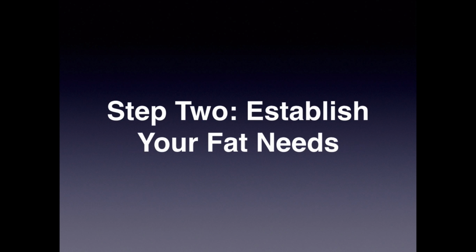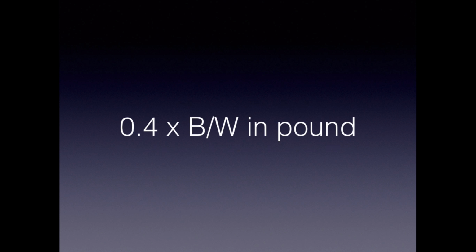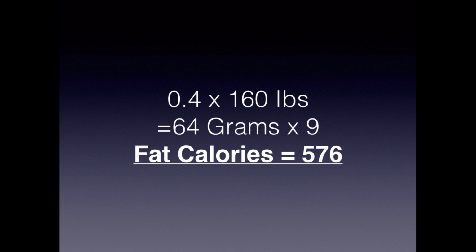Step 2: establish your fat needs. How much fat do we take? We're going for 0.4 times your body weight in pounds. Using the example of a 160-pound person, that is 64 grams. The calories will be different, because you multiply by 9, as there are 9 calories for every gram of fat. So this person would be taking 576 calories from fat, which is 64 grams. Pretty simple so far, hopefully you stuck with me.